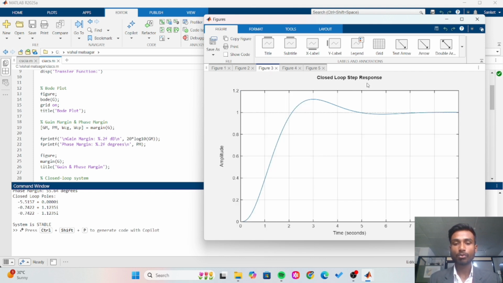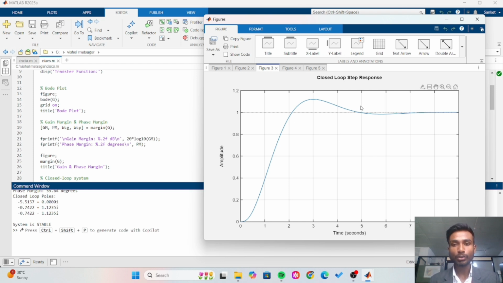So here we see the closed loop response. Next, the closed loop step response is plotted. The output rises smoothly and reaches steady state. A small overshoot of about 10% is observed, and the settling time is around 5 seconds. This confirms that the system is stable and well damped.